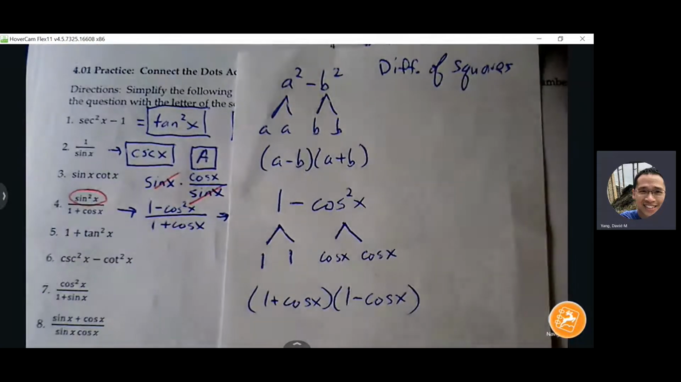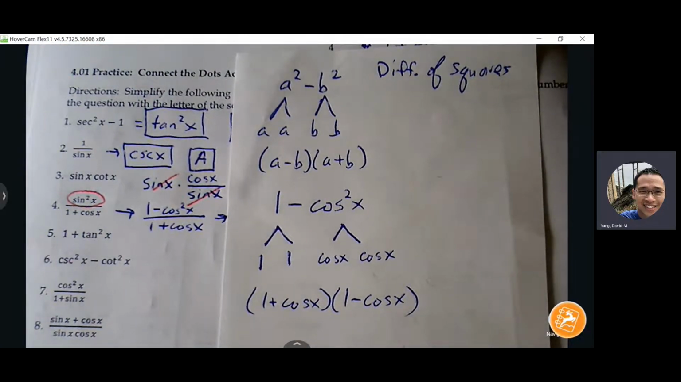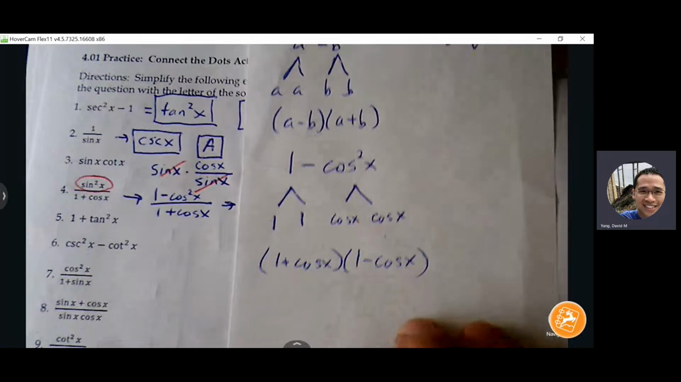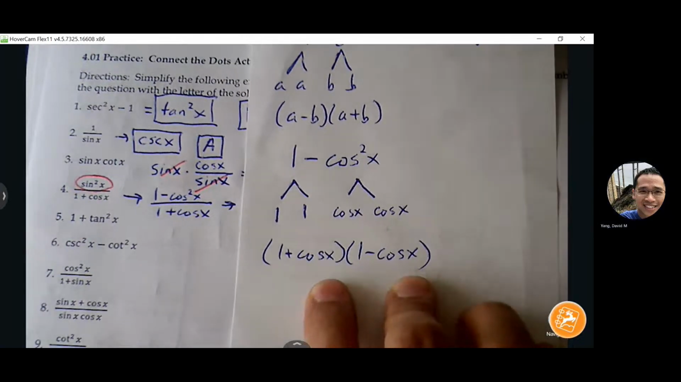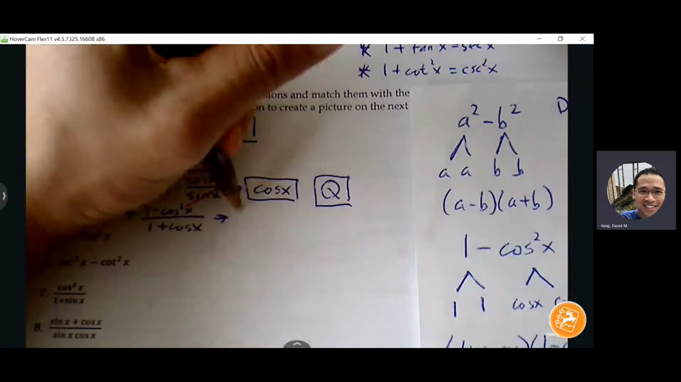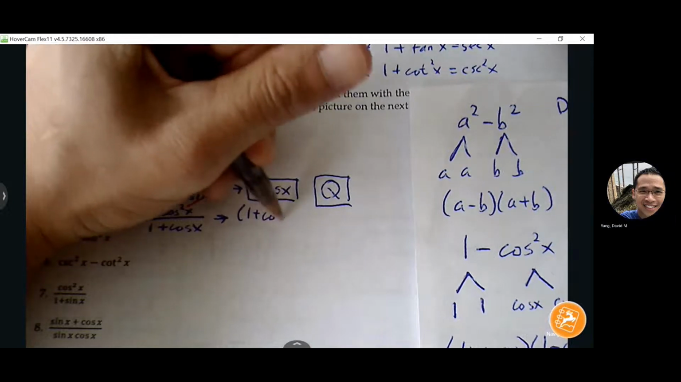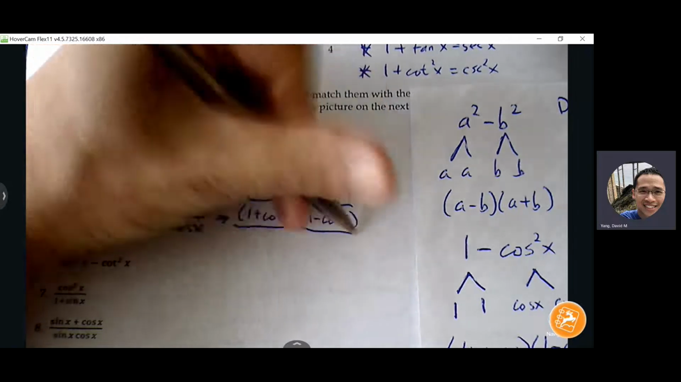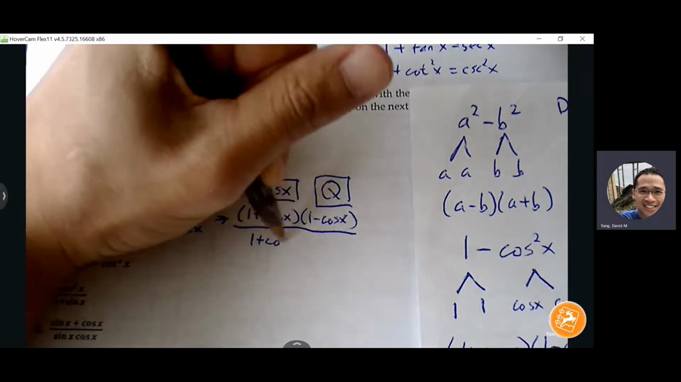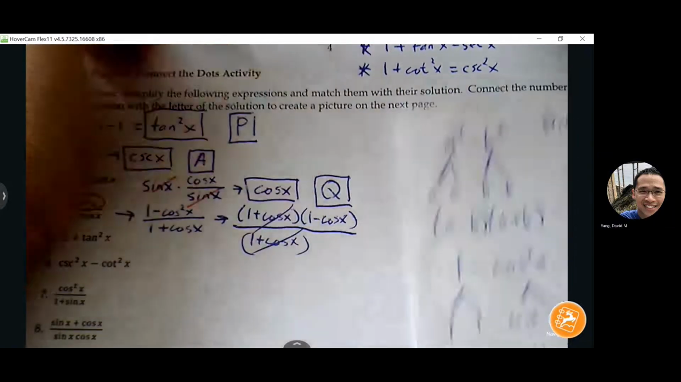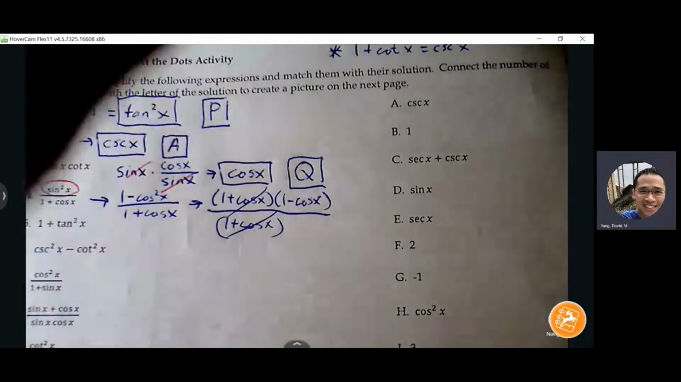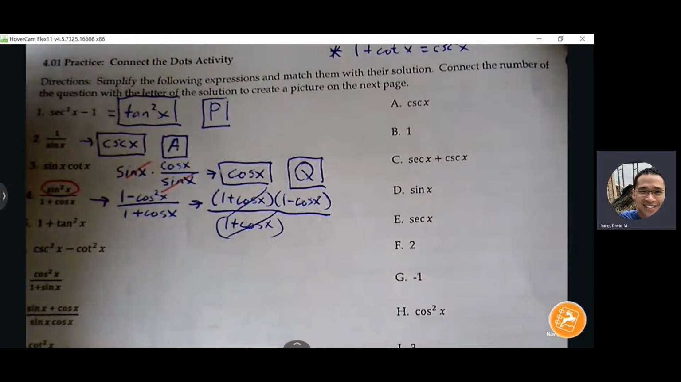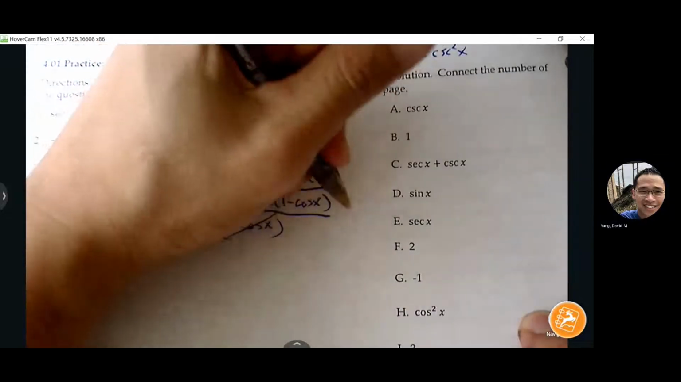Two perfect squares with a minus in between. We can break them down into their square root parts and put them in separate parentheses. So how can that help us out here? Yeah, we can take out one of the 1 plus cosine x. And we're just left with 1 minus cosine x, which is w.